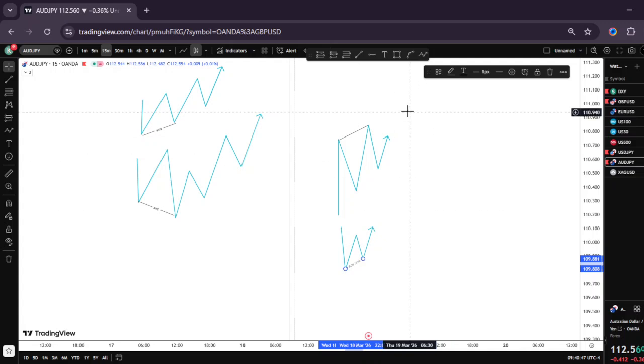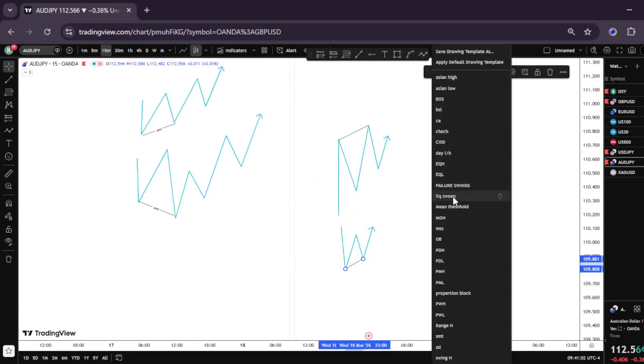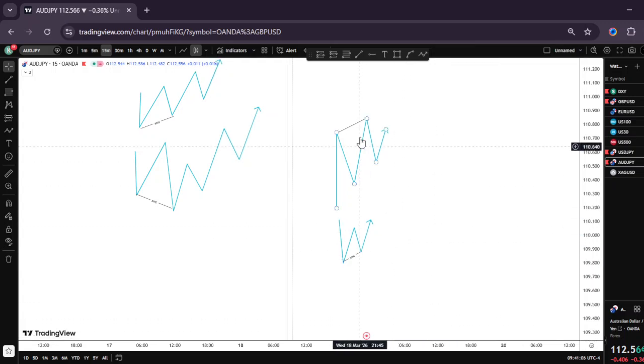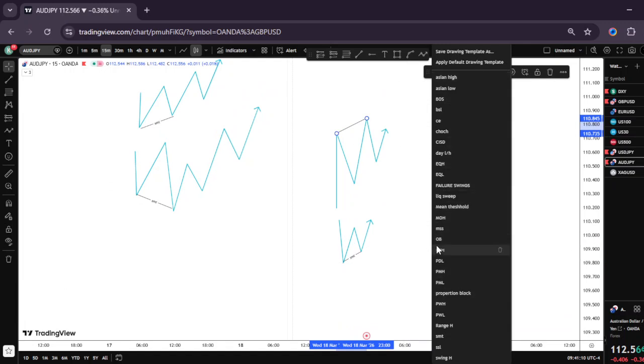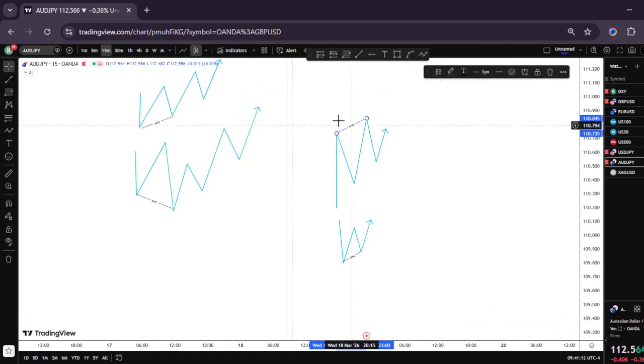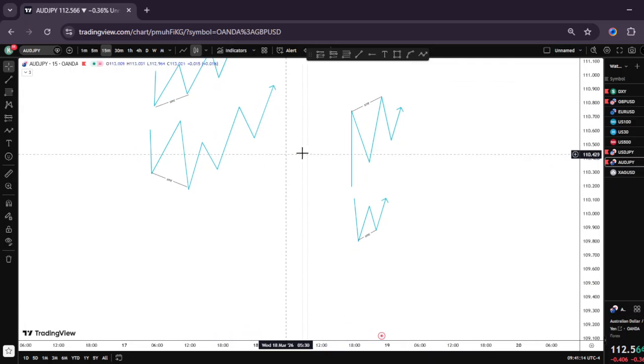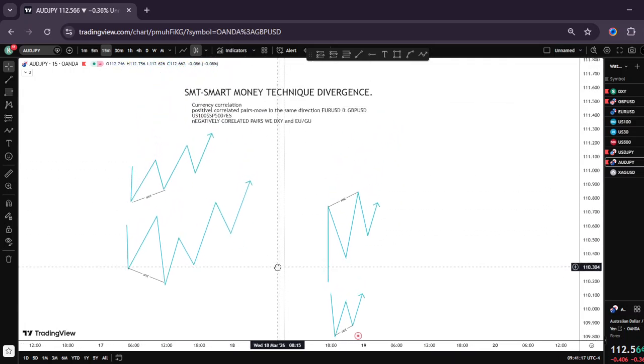Now this becomes our SMT, because if DXY made a higher high, we expect, because they are negatively correlated, that when Euro is going up, DXY should be going down. So we expect DXY to make a lower low. So it is at that point that we have the SMT. Now this is our SMT. So you can compare this with either a positively correlated pair or a negatively correlated pair.